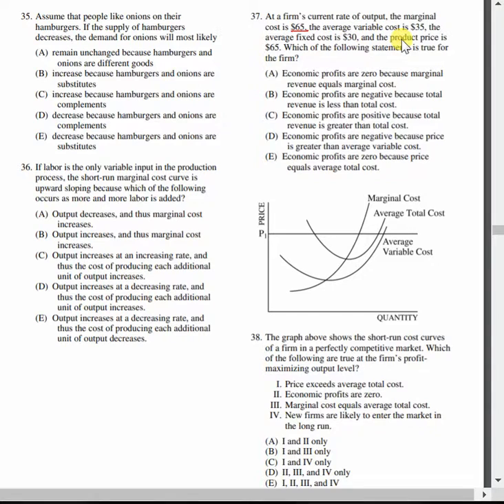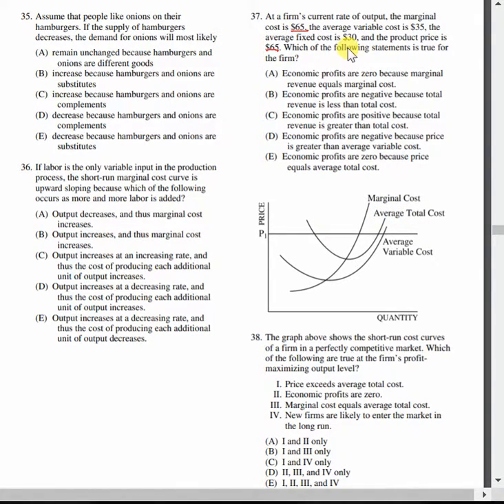and the product price is $65, so their marginal revenue is going to be $65. Now we've seen this before, where the marginal cost equals the marginal revenue. That's going to be your profit maximizing point. And then the economic profits is going to be the difference between the average total cost and the price.